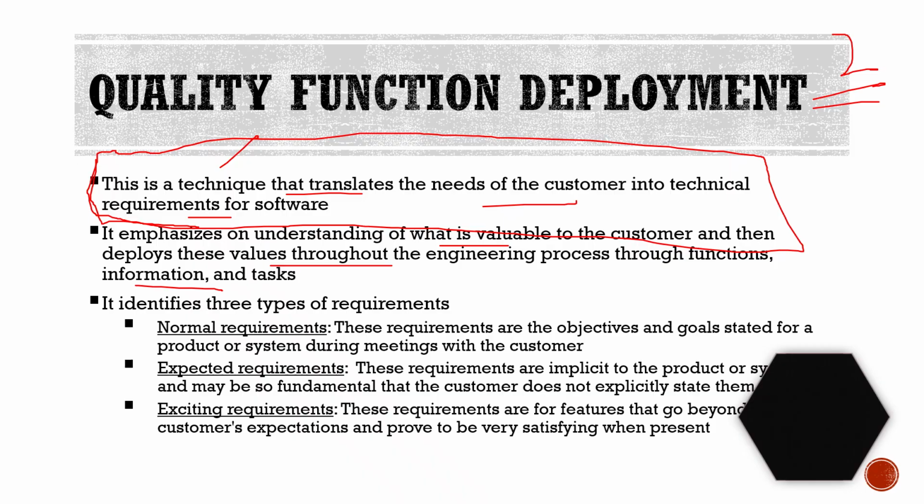It identifies three types of requirements. Normal requirements: these are the objectives and goals stated for the product. Expected requirements: these requirements are implicit to the product or system and may be so fundamental that the customer does not explicitly state them. Exciting requirements: these requirements are for features that go beyond expectations.